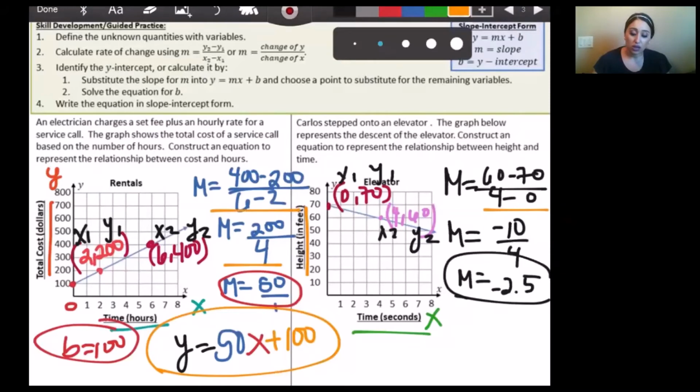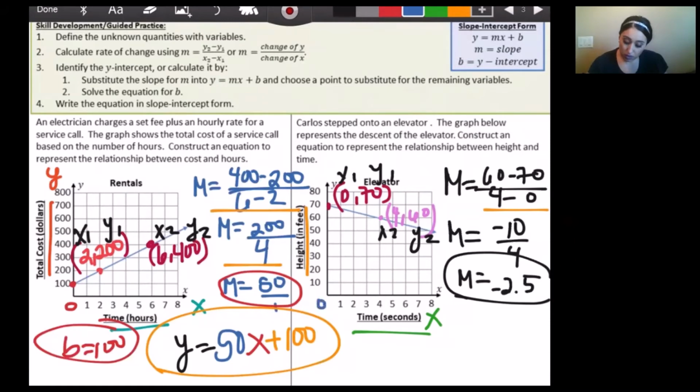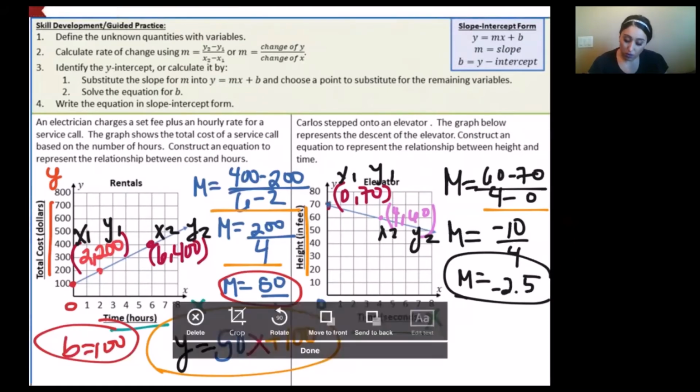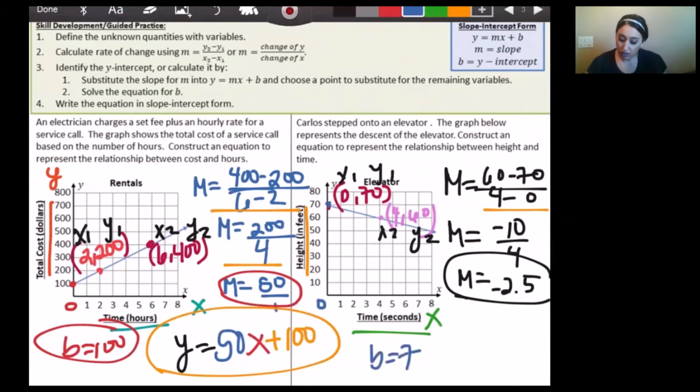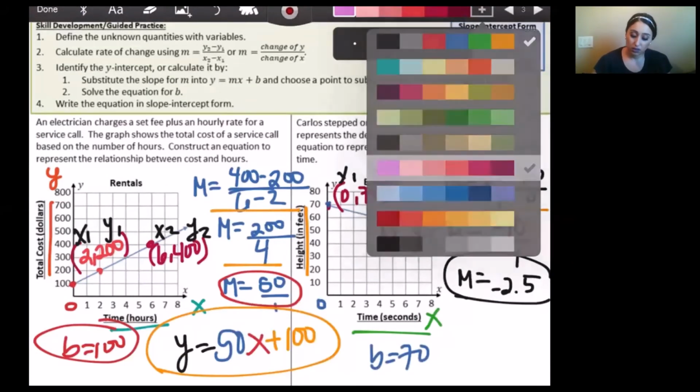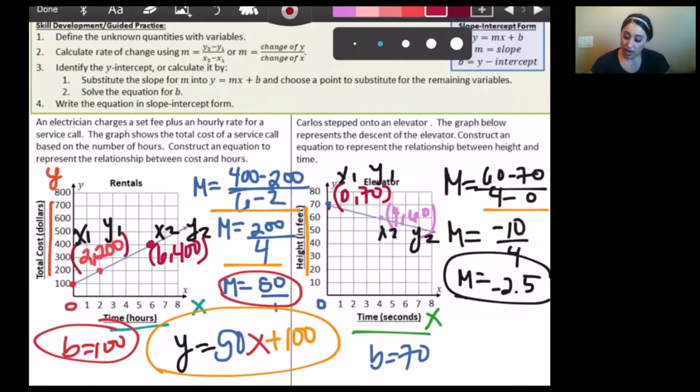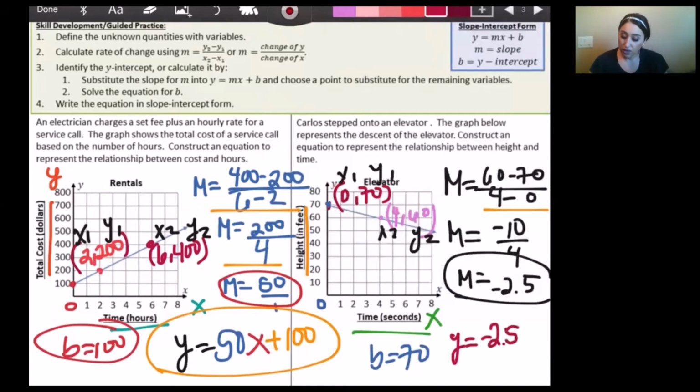Now I'm going to construct my initial value. I'm going to find it. I'm going to locate it. When x is 0, my initial value is on the y-axis, which would be 70. So now I'm going to construct my equation back into this, and I have y equals negative 2.5x plus 70. And actually I ran out of room, so let me rewrite this so that you guys can see this. Y equals negative 2.5x plus 70.